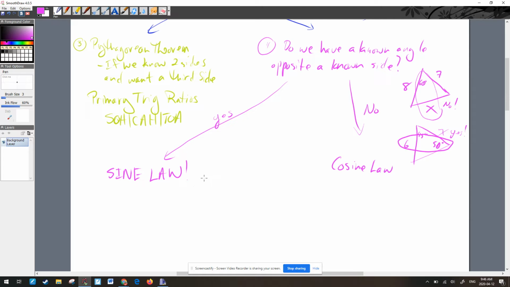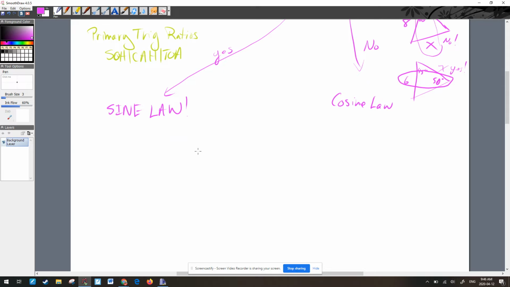When it comes to naming triangles, some textbooks or some videos, if you watch other videos, will talk about an angle side angle, or a side side angle, or an angle angle side, or a side side side triangle. I'm going to do a quick summary of that here so that we can decide based on that as well. So sine law is useful to us if we have a known angle opposite a known side.